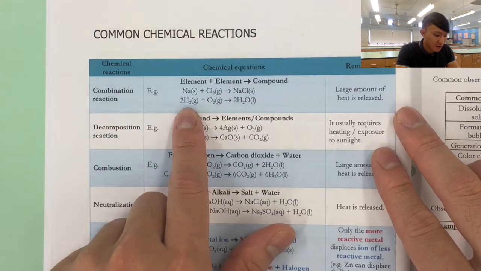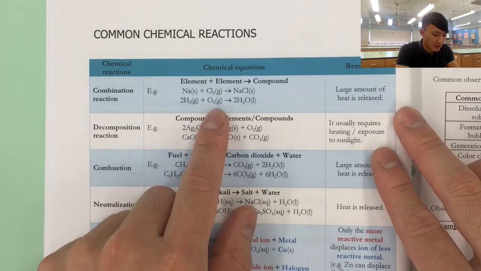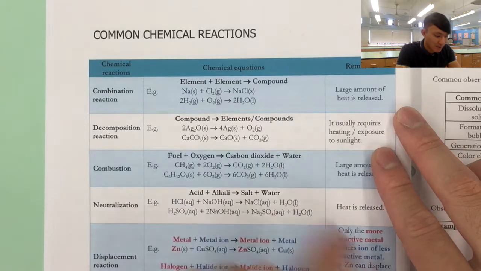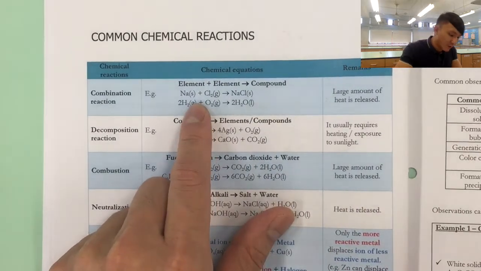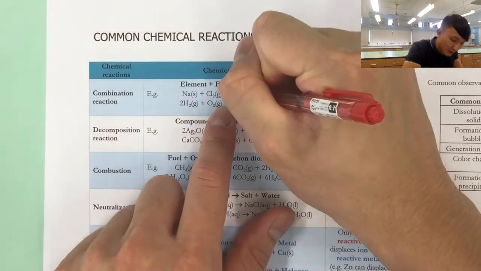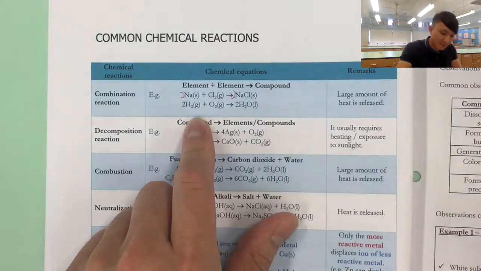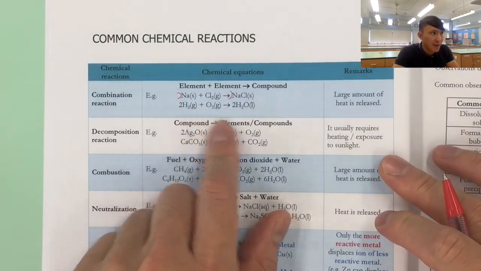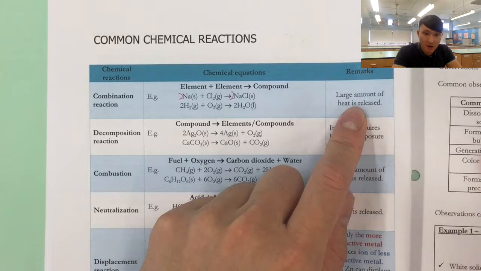Here, two hydrogen reacts with oxygen to form water. Now, the first equation is not balanced. You should have two NaCl and two Na. Okay? And these reactions will release a lot of heat.